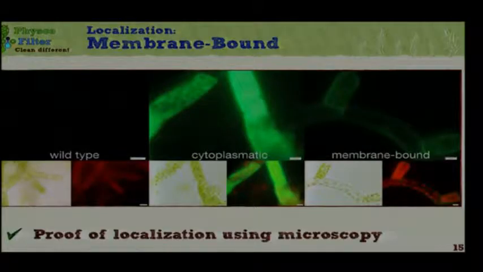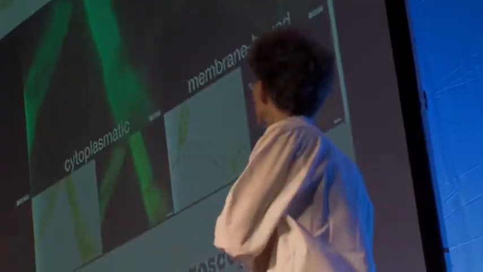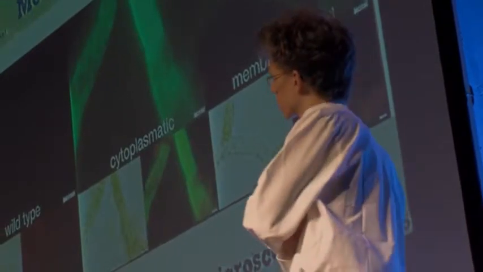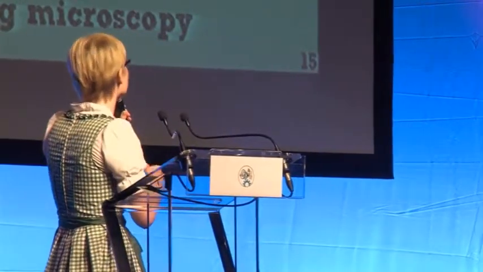And I'm also very happy to announce that we could show that our membrane localization works. This you can see very nicely in these epifluorescence microscopy images. On the left, you can see the wild type, and there's no fluorescence at all. In the middle, there's moss expressing GFP in the cytoplasm, and you can see that it's uniformly green. And on the right, we have our membrane-bound GFP, and you can see very clearly that the fluorescence is only around the edges. So we could prove that all our localizations worked, and then we could direct our effector proteins wherever we want them to be.